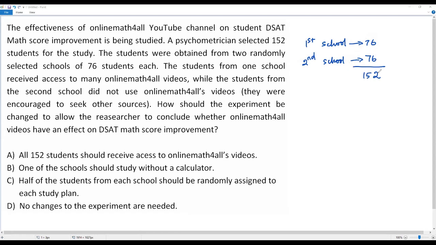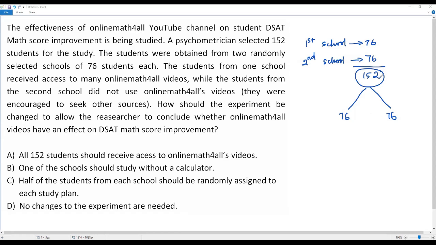Okay, we know that there are 152 students in the sample, in which 50% of the students, that is 76 students, received access to online math for all videos, and the remaining 50%, that is the remaining 76 students, did not use online math for all videos. Actually, we have two sources for DSAT math preparation. One is online math for all YouTube channel, and the other source is unnamed. It's called other sources in the given information.